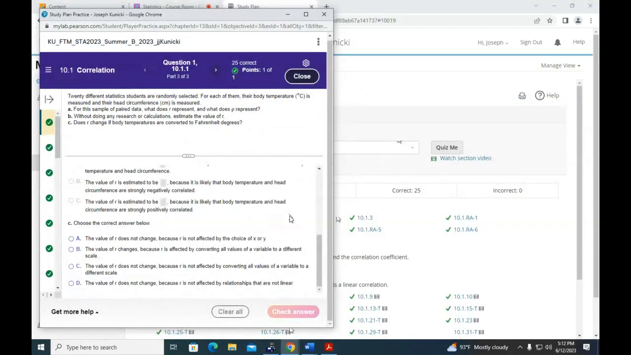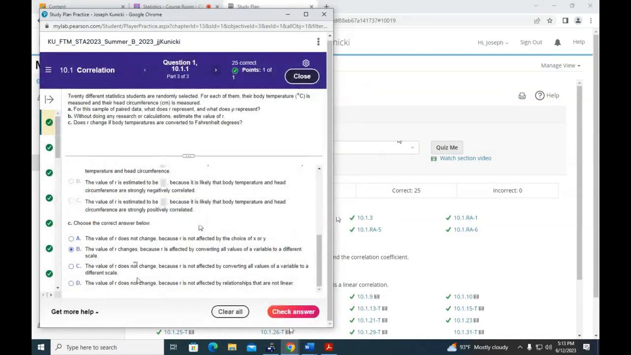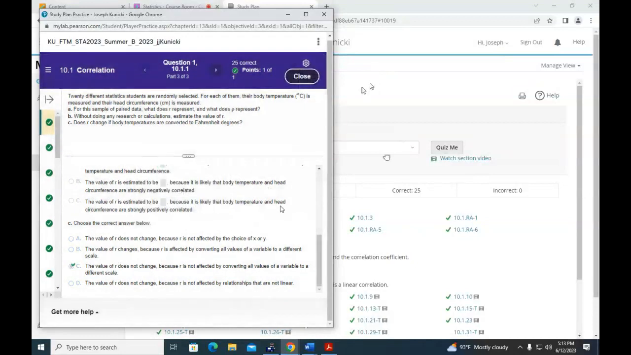And then they ask, what if you measured body temperature in Fahrenheit instead of Celsius? Do you think that would change anything? Not really. R does not change because R is not affected by converting the values to different scales. I want the one that says not changes. There we go, I was missing the not. By the way, A is true too, but it doesn't have anything to do with this.